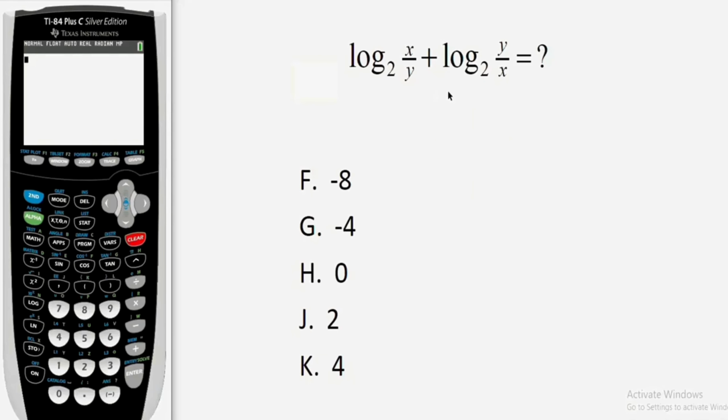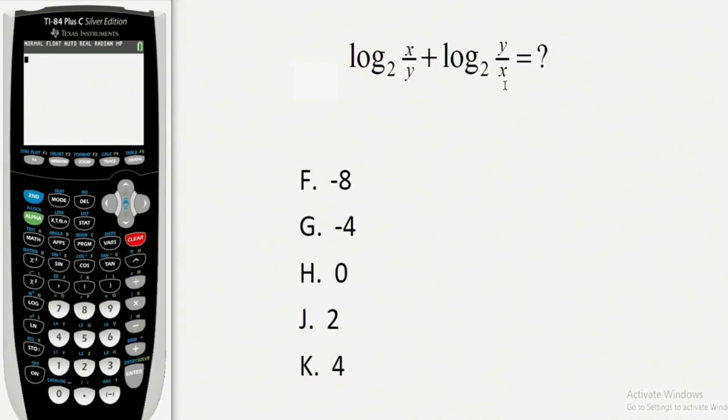Now, one of the laws of logarithm is that when two logarithms are being added and the base is the same, you multiply the two logarithms. Here the two logarithms that are adding together have the same base. So when you multiply them, you're going to have log x over y times log y over x, which will give us log yx over log xy to the base 2.